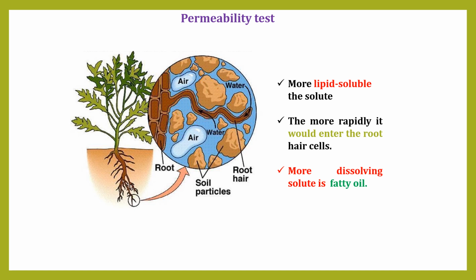So next is the permeability test. To test the permeability of the outer boundary layer, Overton placed plant roots into hundreds of different solutions containing diverse kinds of solutes. Okay, and then he discovered that the more lipid soluble the solute, the more rapidly it would enter into the plant root cells. Then he concluded that the dissolving power of the outer boundary layer of the cell was similar to that of fatty oil. That means that fatty oils are easily dissolved into the lipid.